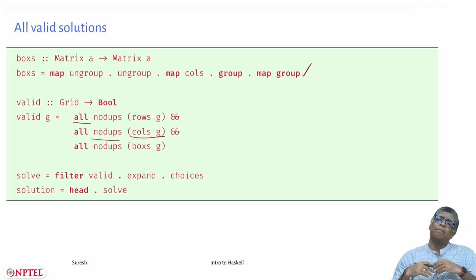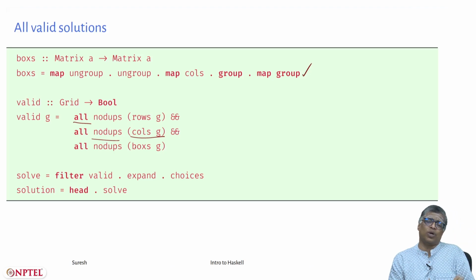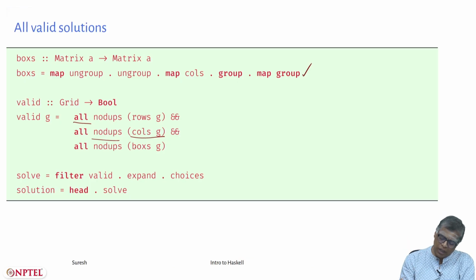Okay, and finally solve is just saying filter valid dot expand dot choices. You first fill in blank entries with choices, blow them all up into a list of grids, and then filter out all the valid ones from here. That is my solve. Presumably that will return a list of grids. Now I will take the head of that, and that is my solution. Okay, presumably that solve itself will give you a singleton list of grids. That is fine. Yeah, so we can just do this. Okay, this is good. This is a complete solution now.